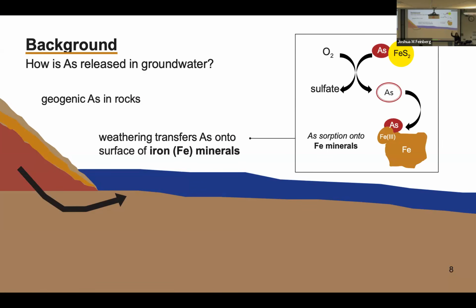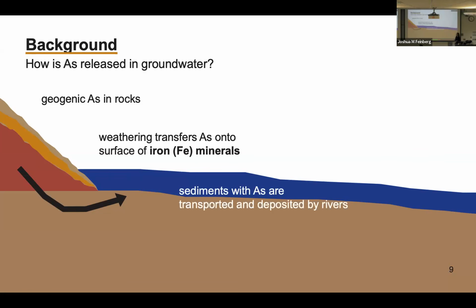But essentially, you have things that occur, such as pyrite oxidation, releasing dissolved arsenic, and then this arsenic gets sorbed onto your secondary iron minerals. After this process occurs, sediments with arsenic are transported and deposited by rivers, for example, across the great deltas of South and Southeast Asia. And after their deposition, they undergo alteration in the anoxic subsurface.